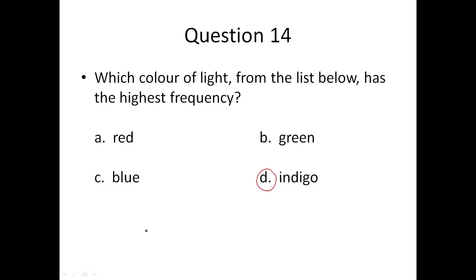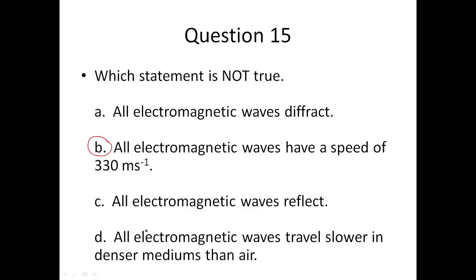Which color of light from the list below has the highest frequency? Correct, indigo. So it's ROYGBIV. Violet has the highest frequency, but of the list here, indigo is just before violet, so it's the highest one out of this list, right? Red has the lowest.